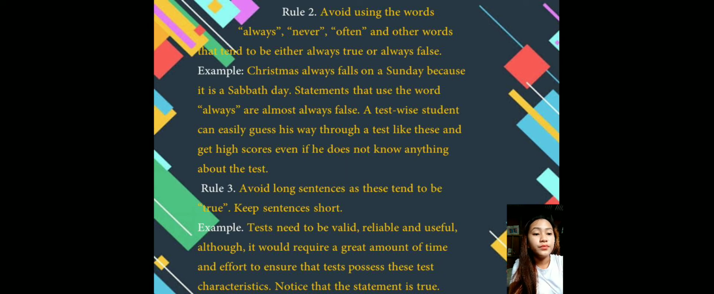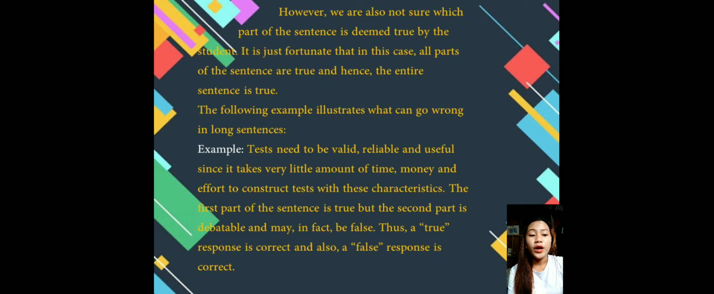An example with that is: tests need to be valid, reliable, and useful, although it would require a great amount of time and effort to ensure that tests possess these characteristics. Notice that the statement is true. However, we are also not sure which part of the sentence is deemed true by the student. It is just fortunate that in this case, all parts of the sentence are true and hence the entire sentence is true also.